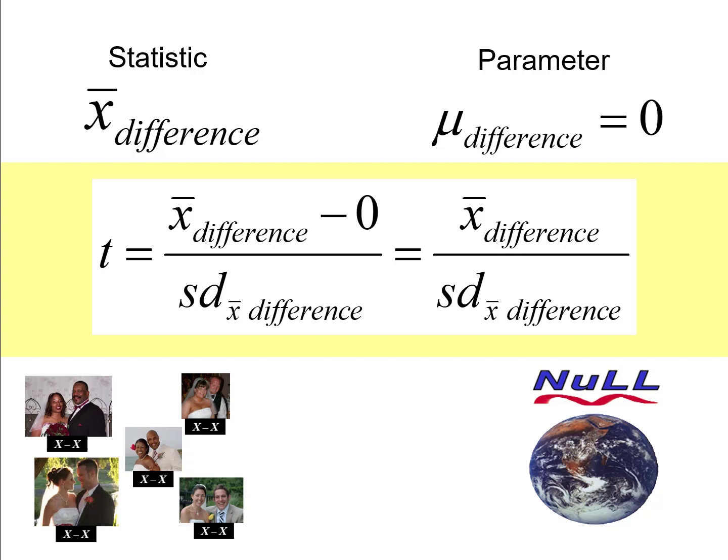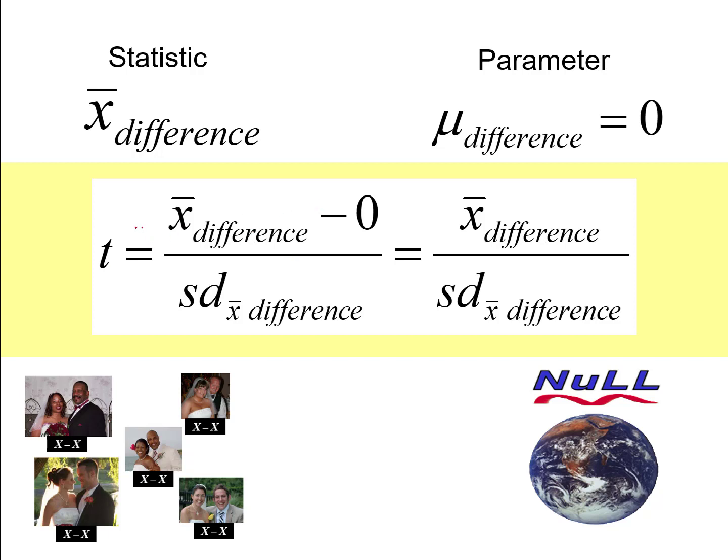And here is the formula to calculate a t-value for a paired sample study. You will note that this formula is the exact same formula as the formula I showed you in the previous unit for a single sample study, with the exception that I am now clarifying that X is a difference score. Otherwise, it's the same formula.